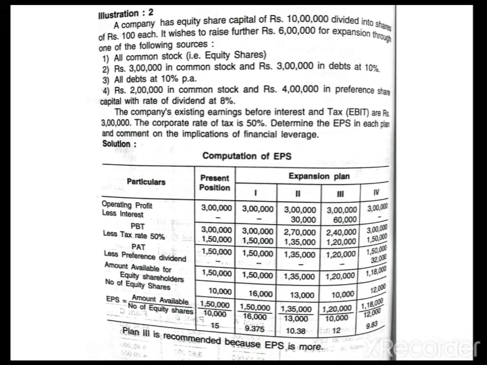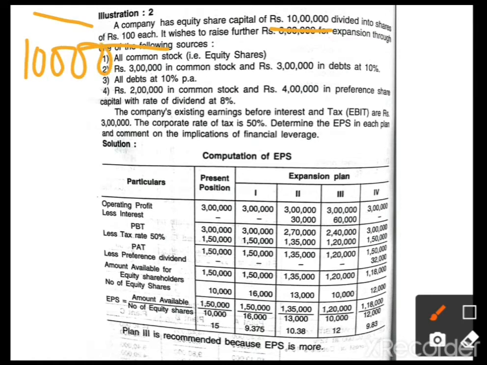A company has equity share capital of rupees 10 lakh divided into shares of rupees 100 each. It means the existing capital, the present capital structure, is 10 lakh divided by 100. So the total number of equity shares is what? 10,000. 10 lakh divided by 100 will give a total of 10,000.